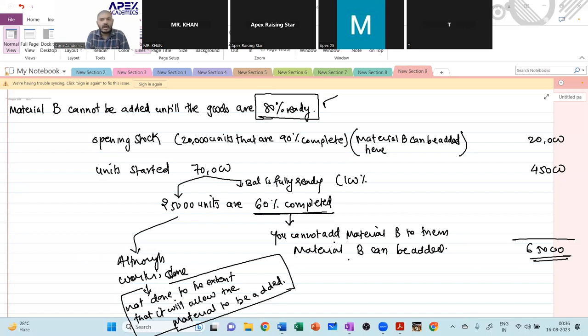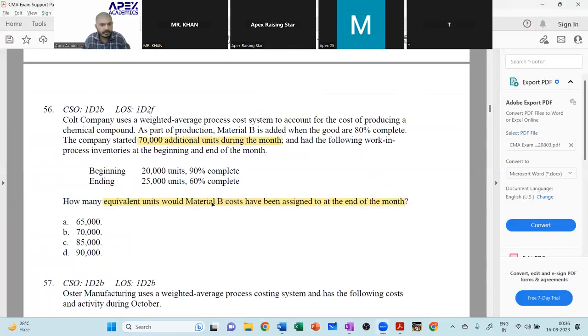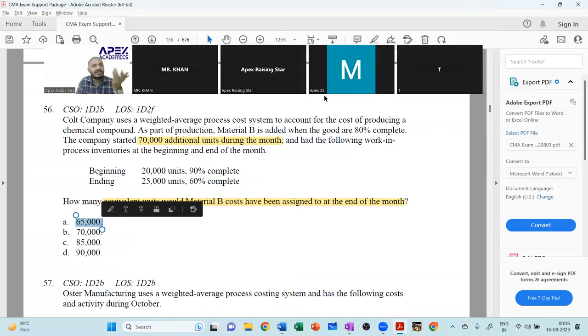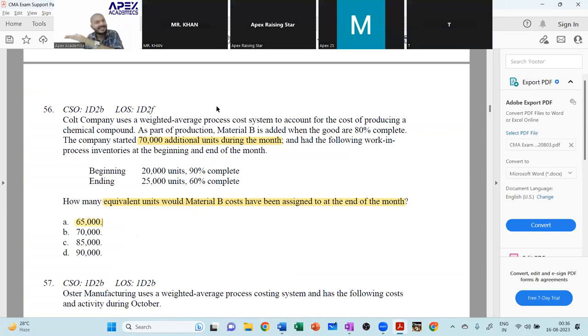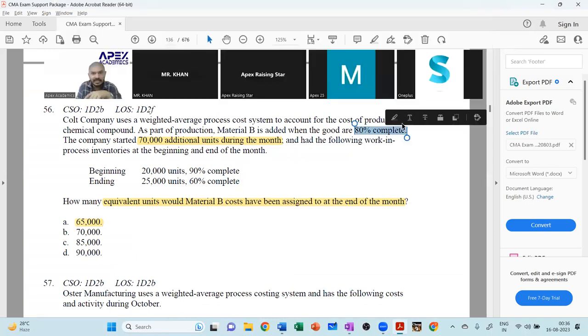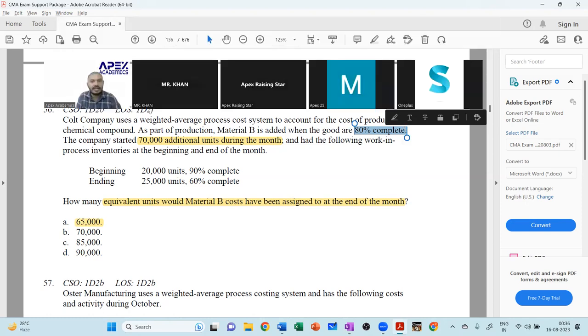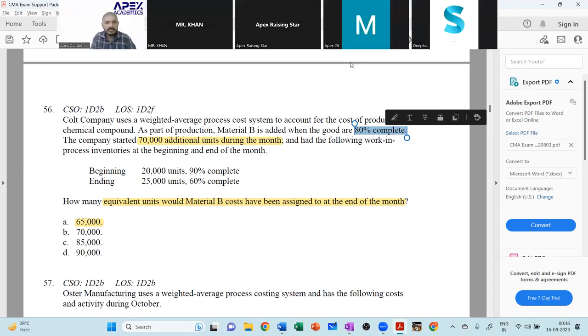Yes, sir. So how many are ready? 65,000. How many equivalent units will material cost be assigned to? Only 65,000. So what is your answer? You cannot assign this cost to any other units because they are not that much percentage ready to take the material. You'll argue that this is 60% ready, but you have to be how much percent ready? You have to be 80% ready. Only then you can take that. Otherwise, what's the point of that? Understanding, yes or no? Yes.